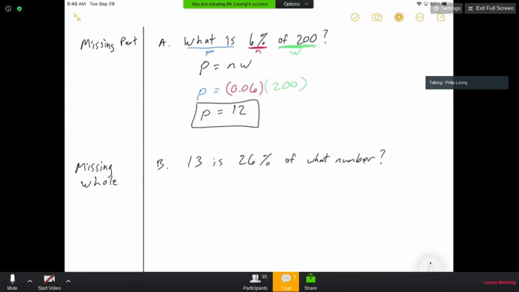All right. So again, here's our equation. P is equal to N times W. So first thing I see is percentage. So this is our N. Okay. Is 13, is that our part or is that our whole? Okay. Part. It's our part. So that's our part, and we're missing the whole here, okay? All right, so let's plug it in. Here we go. So I have 13. Now remember, write this as a decimal.